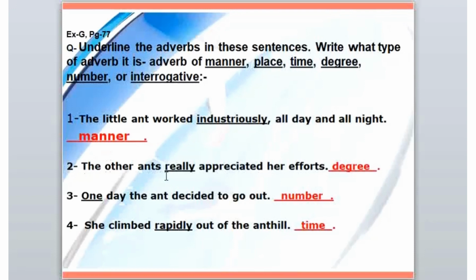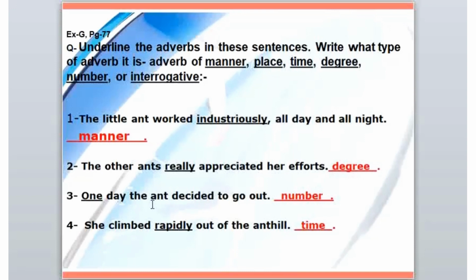The other ants really appreciated her efforts. What kind of adverb is used here? Yes, students, your guess is all right. Really is the adverb used here, and really tells you like too much. They really gave appreciation to this ant, and really is the adverb of degree. Okay, students, now come to number 3.